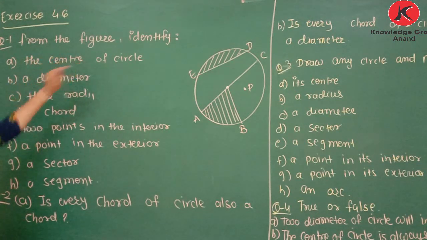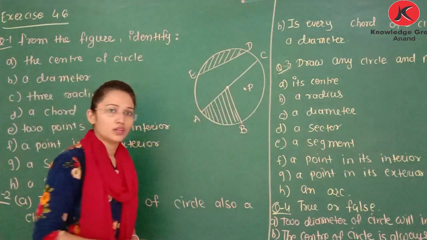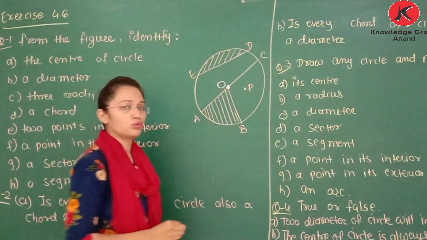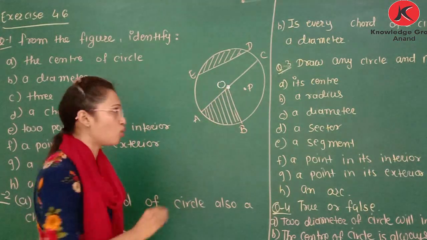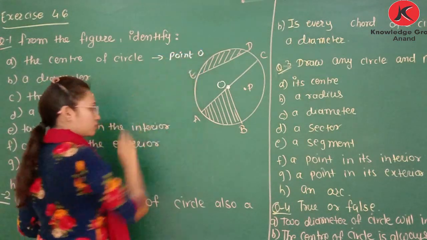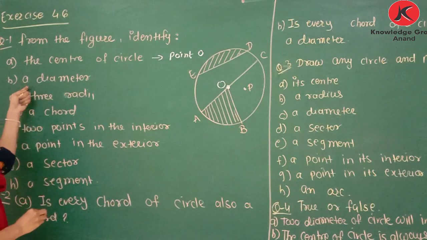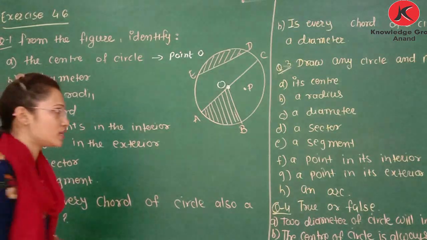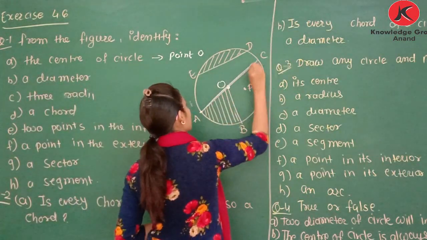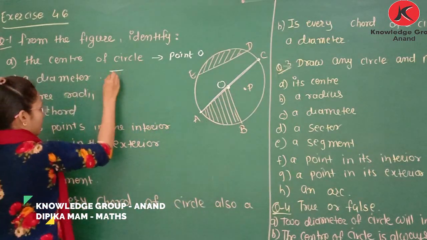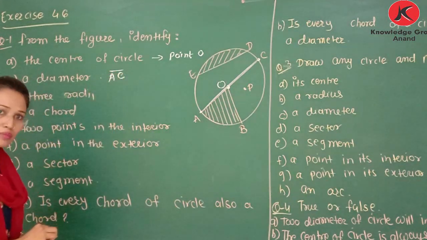From the figure, identify first the center of the circle. Now, this is the figure given. So, what is the center of circle? If we say this is O, then what will be center of circle? It is O. So, center of circle is point O. Clear? Now the diameter. Diameter means what? It is the chord that passes through center. So now you can see this is AC that is passing through center. So AC will be the diameter.